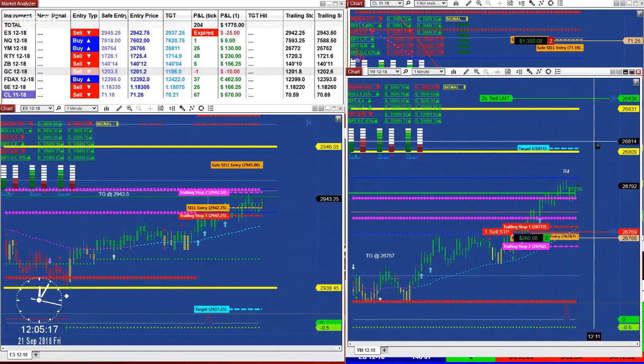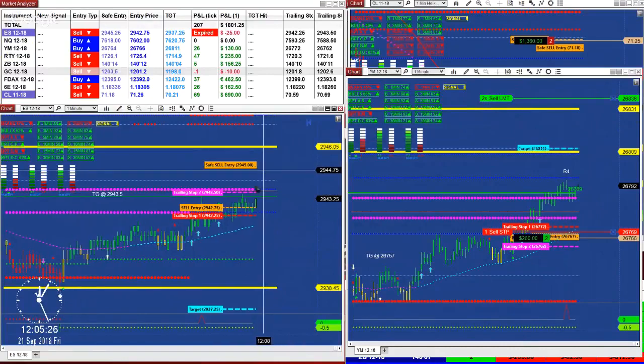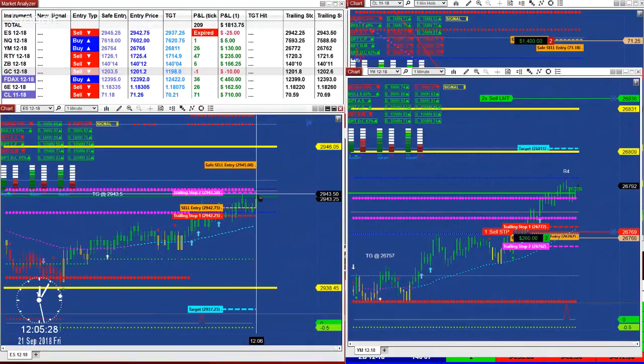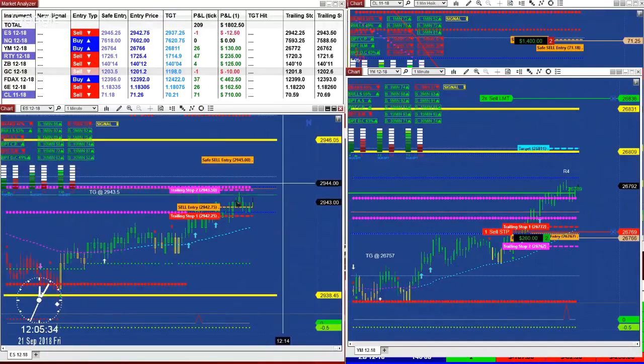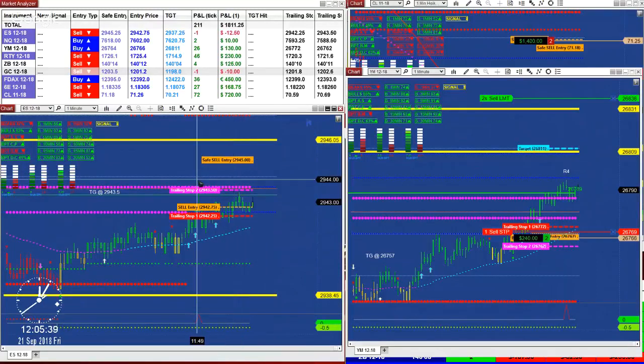So let's see if this ES is going to be able to break this one here. I'll be surprised if it does, but again, we are looking very closely at the 43.50. This is really key on the ES right now. 43.50 is the key on the ES. If we're not breaking it, we have a problem. Let's see.